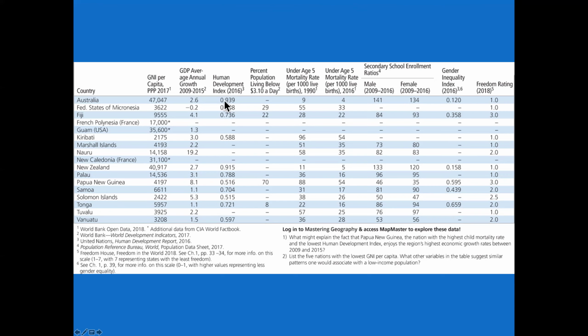Human Development Index, in this case, the higher the number, the better. So Australia and New Zealand are above 0.9. This is from 0 to 1. 1 would be a perfect place. No such place exists. And the lower the number, the worse off. So you have a place like Vanuatu, and you have a place like Papua New Guinea and Kiribati, where these numbers are low.